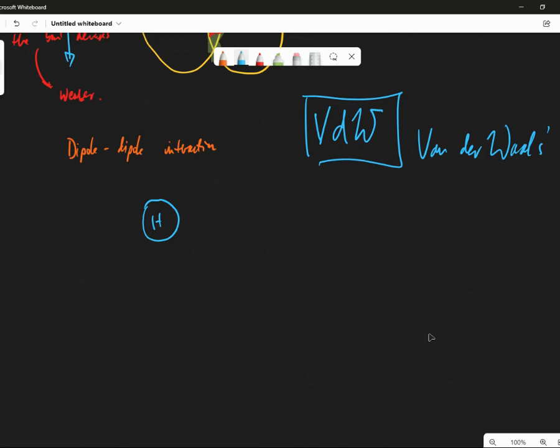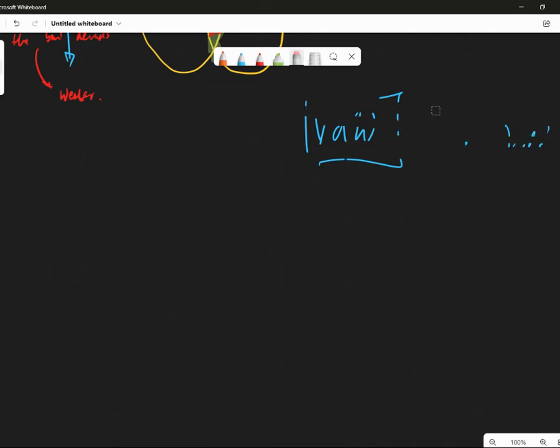Before we go on to dipole interactions, we are going to come back to this, don't worry. One thing I didn't mention, and I should have mentioned, is the surface area effects. Sorry about that. The surface area effect.